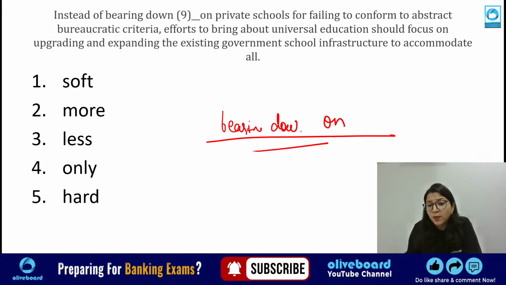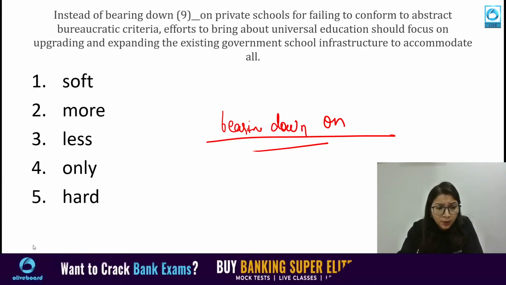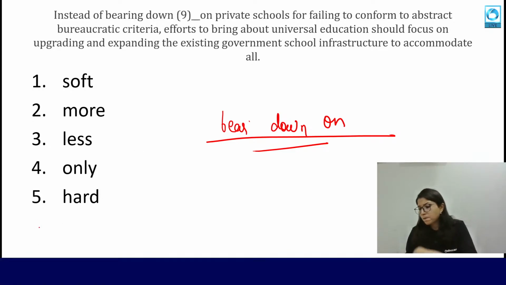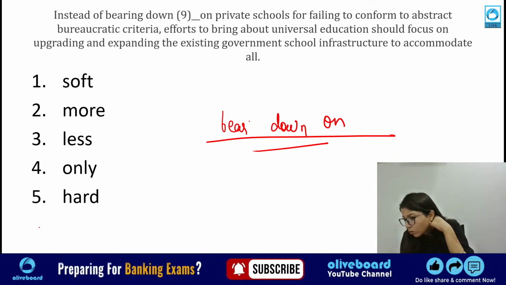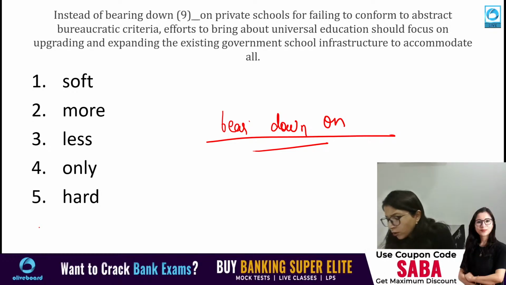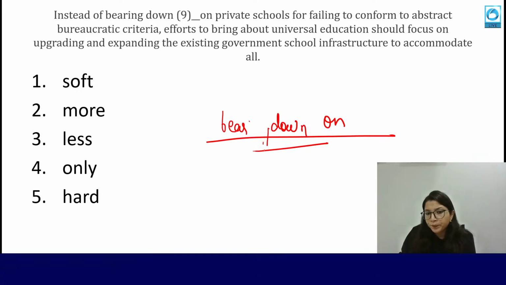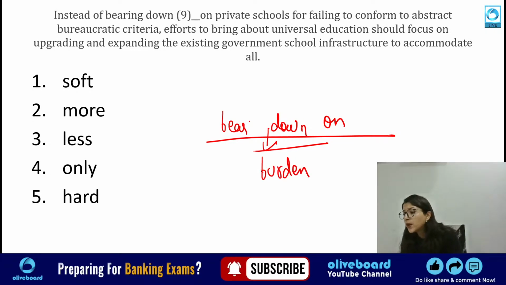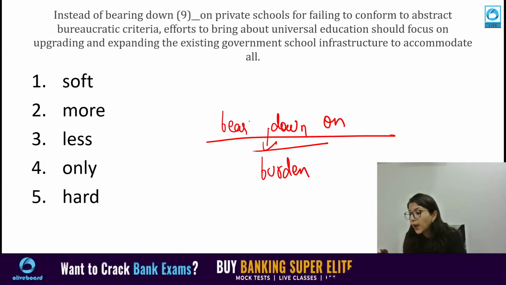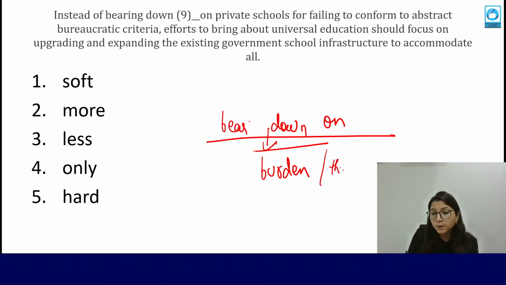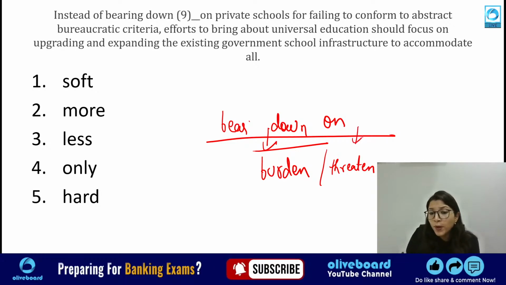See, so many phrasal verbs have been used here. Bear down on. What is the meaning of this phrasal verb? To reject. No. Only, Maksud is saying. Not reject. Anyone point out? Blame. Yes, you can say burden. Bear down on means burden. See, bear down is a different phrasal verb and bear down on is a different one, not rely on, Ilakya. Not rely on. Burden, threaten. So this is the meaning of bear down on.